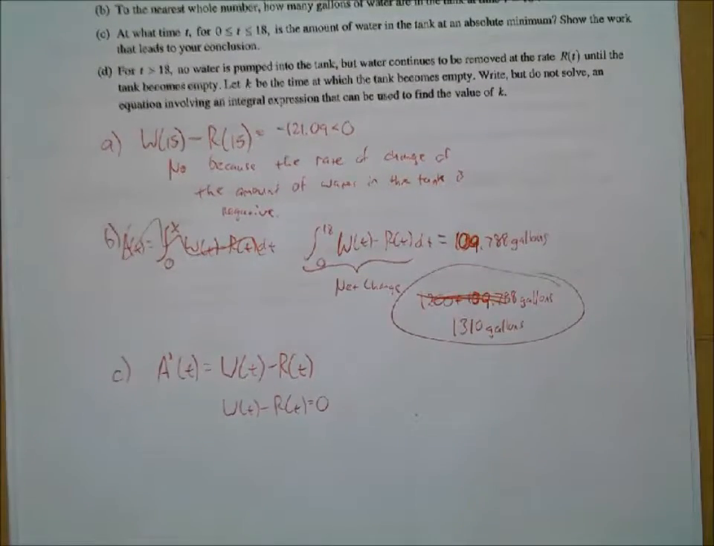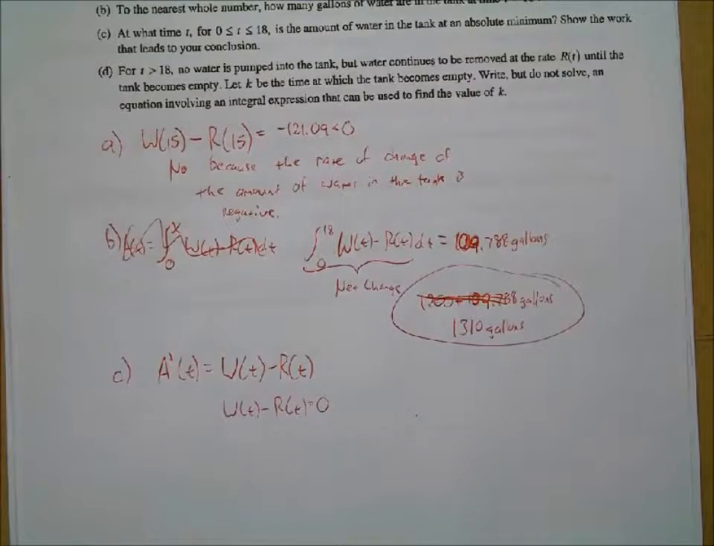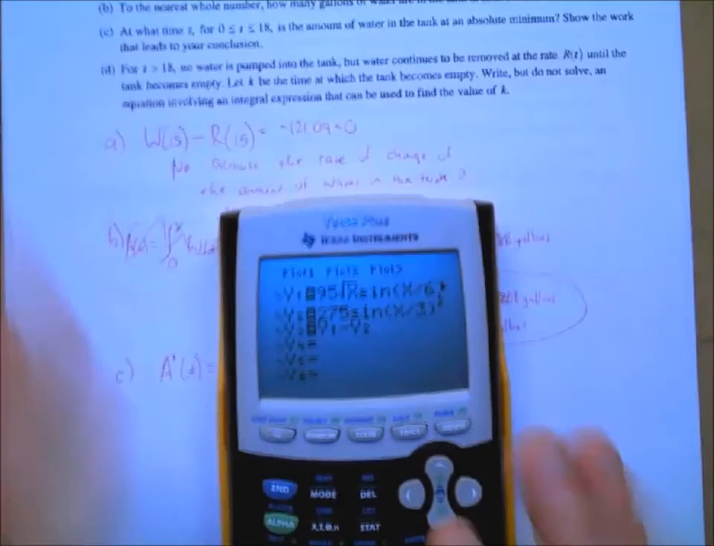So again, hopefully you still have those in your calculator from yesterday. I do not, so I'll have to fix that here real quick. 95 square root of x sine of x over 6 squared. And then 275 sine of x over 3 squared. And then y1 minus y2. Okay, so there they are typed in.